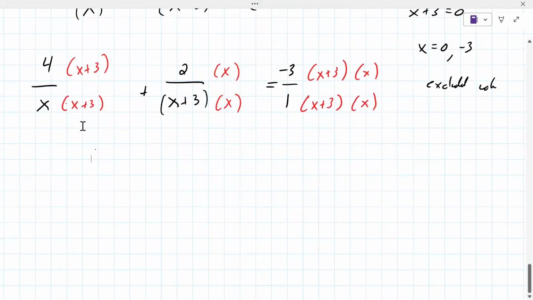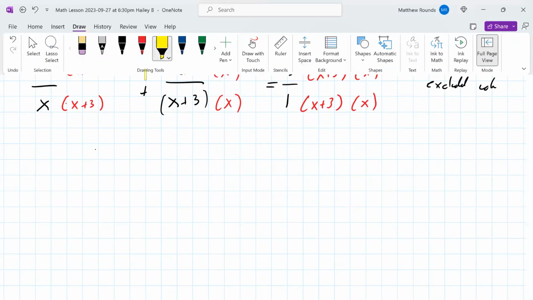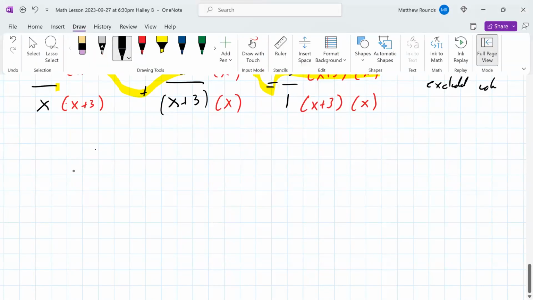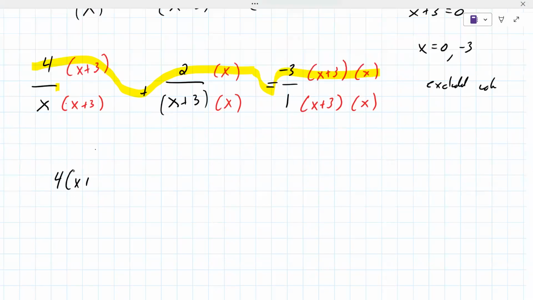Okay. Do you agree that the bottoms are now all the same? Yes. So when the bottoms are all the same, you can just look at the top. It's good to kind of just rewrite it with just the top to get rid of all the extra stuff that isn't needed, just could make it a little bit more clear for you.